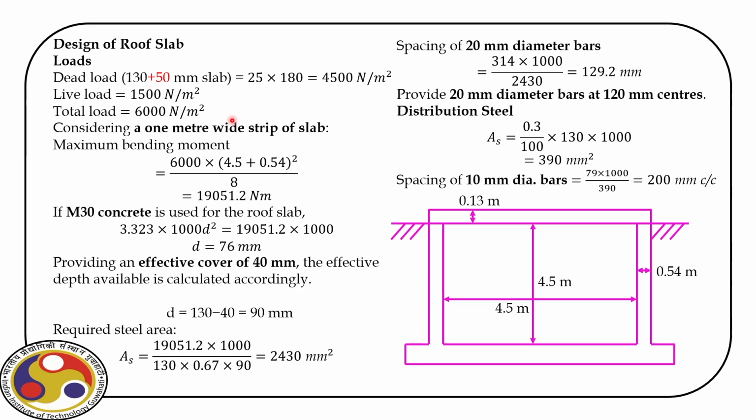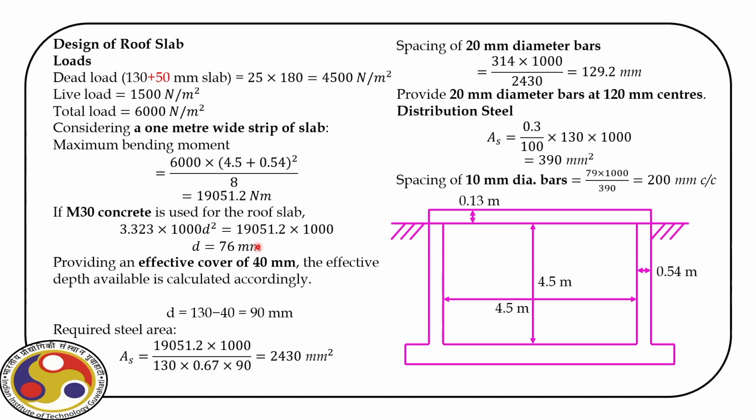Now again, for this roof slab, we consider a 1 meter wide strip, and for that the applied bending moment is 19,051.2 Newton meter. Recall we used M30 grade of concrete, so R b d square is equal to this value of the bending moment. So the d required, small d required, is 76 millimeter.